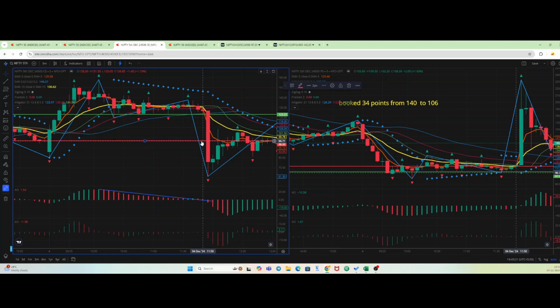We can put the trailing stop loss up to the green candle top. If it is breaking, then there is a chance of reversal. So 83 means 123 minus 83, that means near about 40 points. Here we have captured near about 40 points easily.